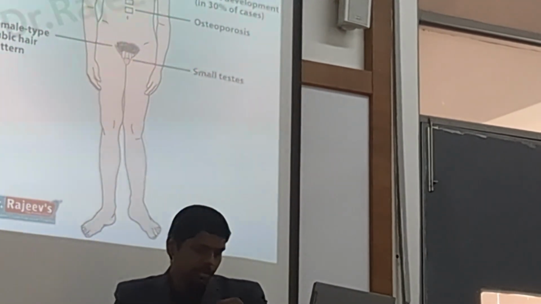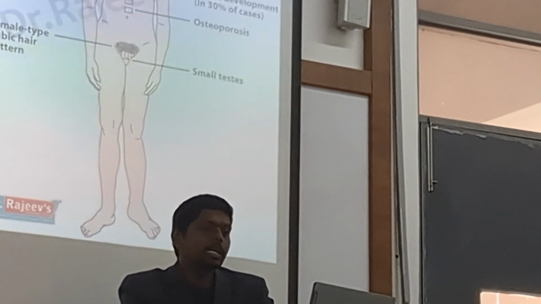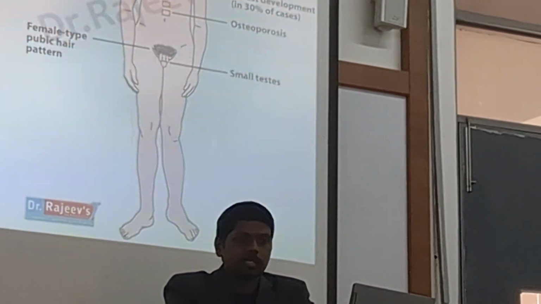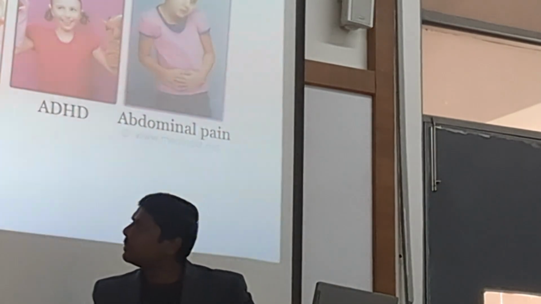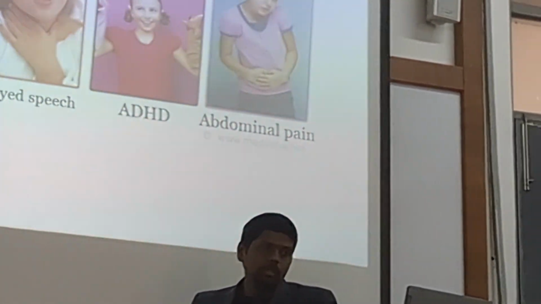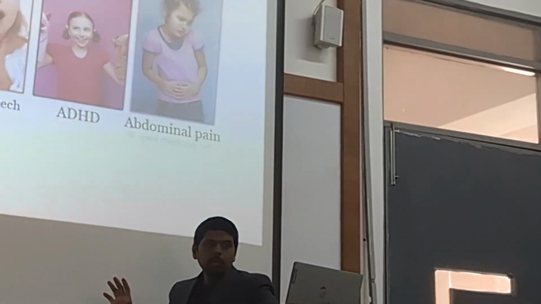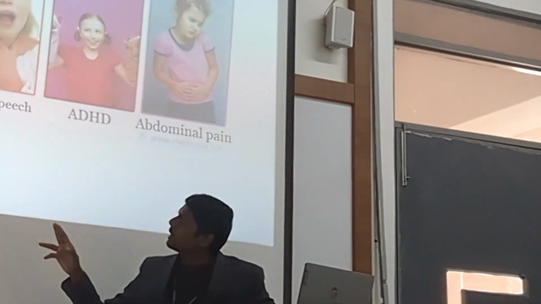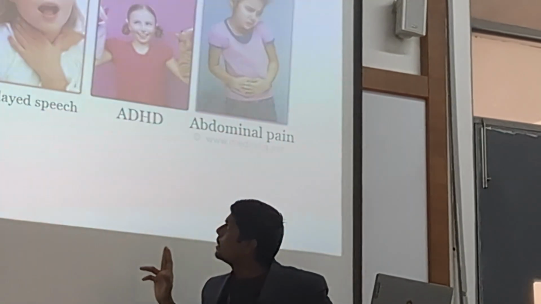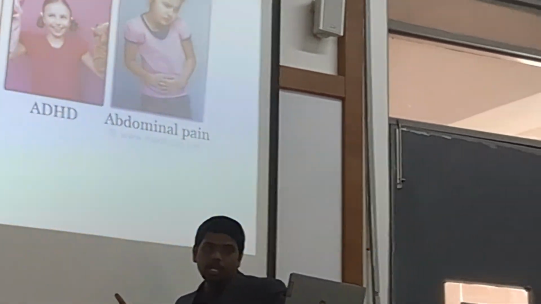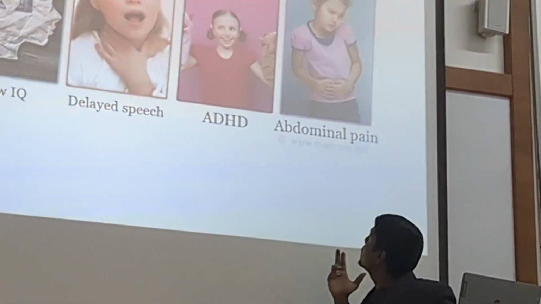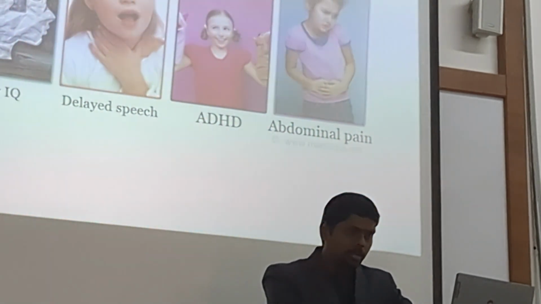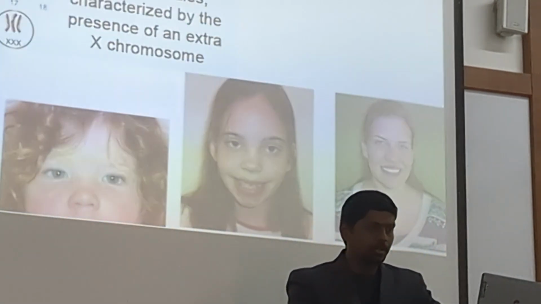The next one was triple X syndrome. This is seen in females, that is trisomy of X. The children look normal, but they will have delayed motor development and low IQ. They have delayed speech, are prone to ADHD, and abdominal pain can be seen among these children. So this is called triple X syndrome.